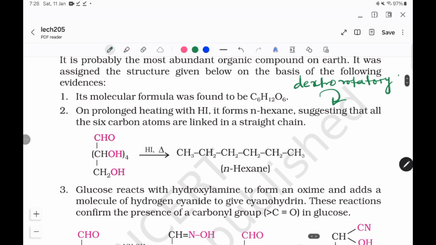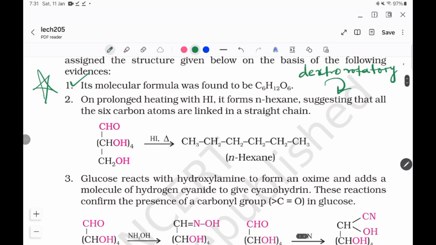So now we are going to start with the main reactions which are asked in the exam for 1 or 2 marks. Explain the structure of glucose, how and why is it considered to be having a straight chain structure. So let us understand this. Okay, so let us look at the reactions of glucose.